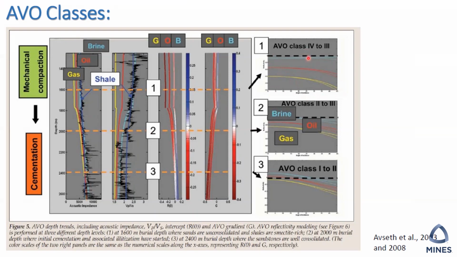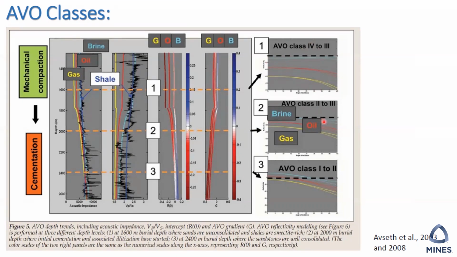So let me repeat that again just to be clear. If you have both in this unconsolidated section, if you have both an increase in the negative reflection coefficient and an increase in the gradient, that would indicate that you have lighter fluid. And if the gradient is flat and you have a small reflection coefficient, that would indicate that you have a water-filled sand. So you can use this to estimate what kind of fluid is in the pore space at these depths.